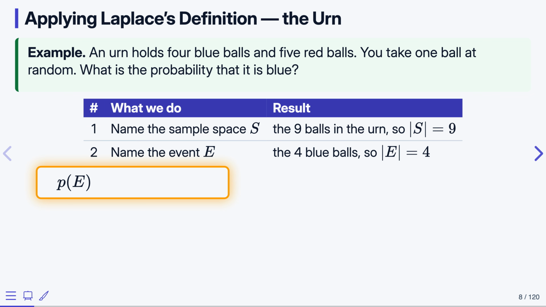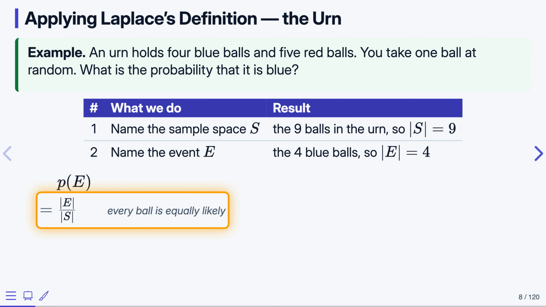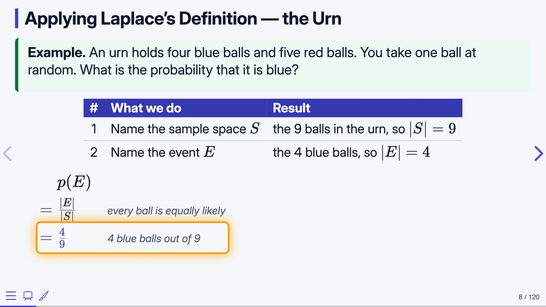Now the working. We begin with P of E. Every ball is equally likely, so we may use Laplace's rule. That gives the size of E over the size of S. Putting the 2 counts in, we get 4 over 9.